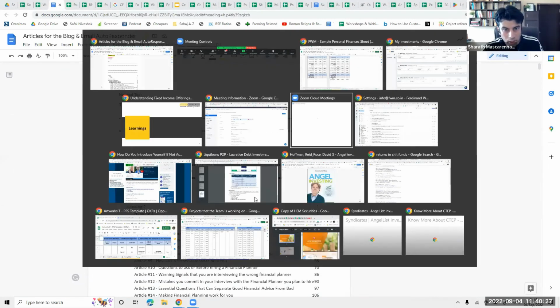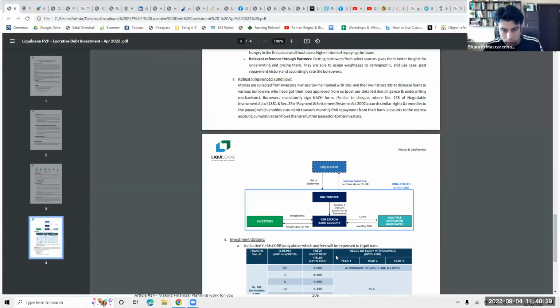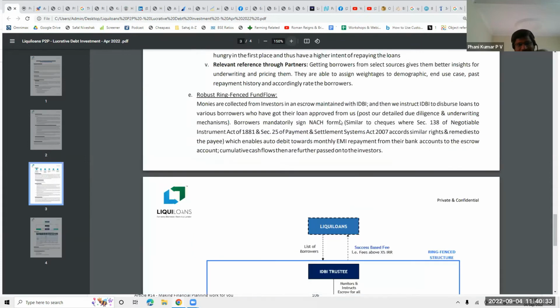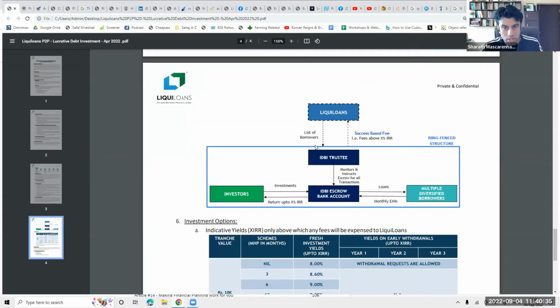Okay, here we are. Do you see this format? Yeah, I'm seeing it, but the font is a bit small. Okay. So what ends up happening is Liquid Loans takes the list of borrowers from here. All the money goes to the IDBI trustee. The money is very clearly defined that it cannot go for anything else apart from lending to the borrowers or to the product manufacturers and coming back. That's good. That was the one doubt which was not clarified on the call. Maybe it was not evident on the call.